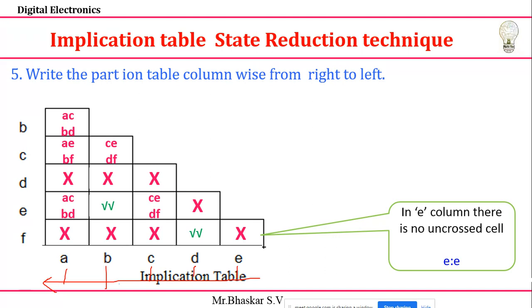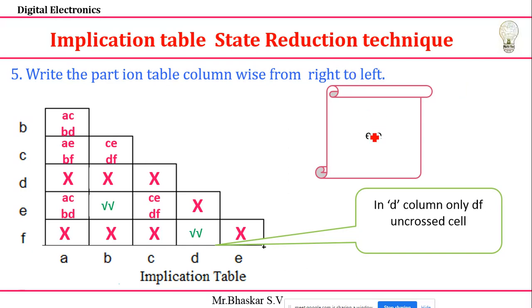I am looking from E, so it has no relations, no uncrossed cells, then you need to write the E state, retain that E state only. So you need to keep this state as it is. This is the first thing. So what you need to do? E colon E, you need to write.